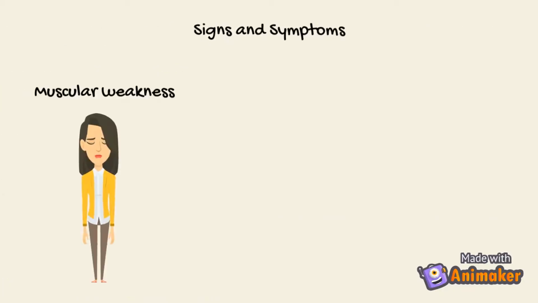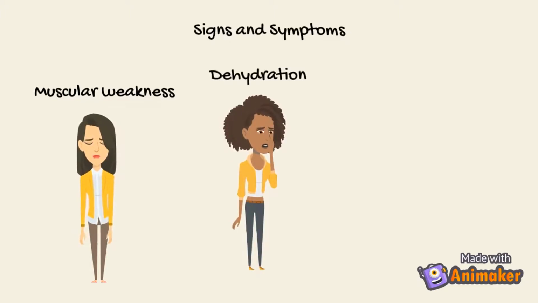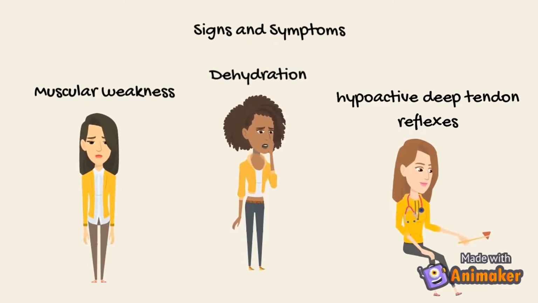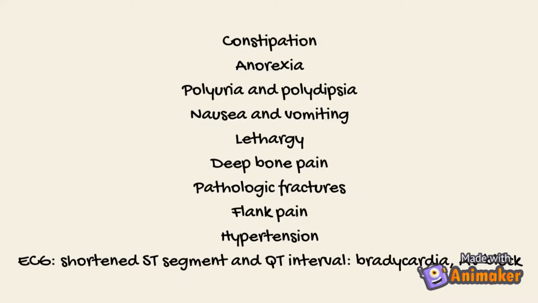Signs and symptoms include muscular weakness, dehydration, hypoactive deep tendon reflexes, constipation, anorexia, polyuria or frequent urination, and polydipsia or extreme thirstiness, nausea and vomiting, lethargy, deep bone pain, pathologic fractures, flank pain, hypertension, and for the ECG there is shortened ST segment and QT interval. Bradycardia and AV block may be manifested.